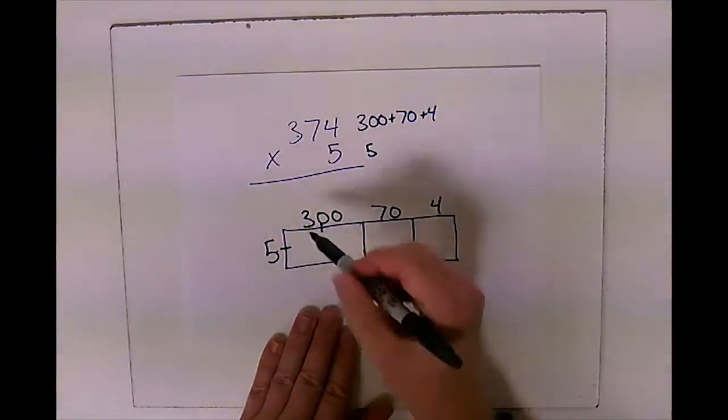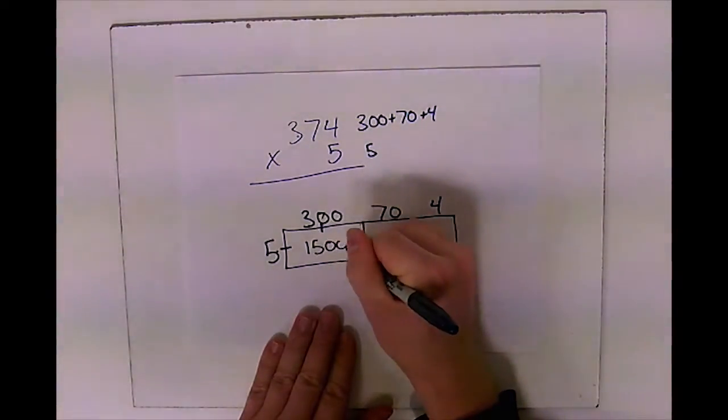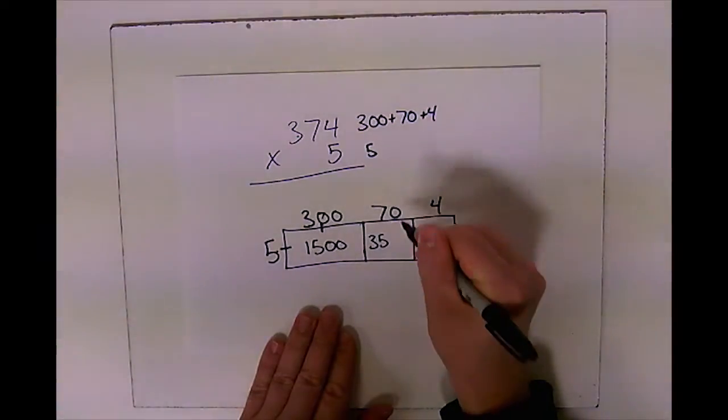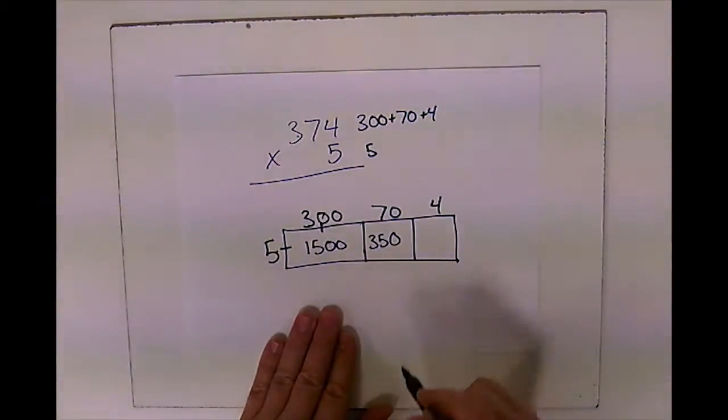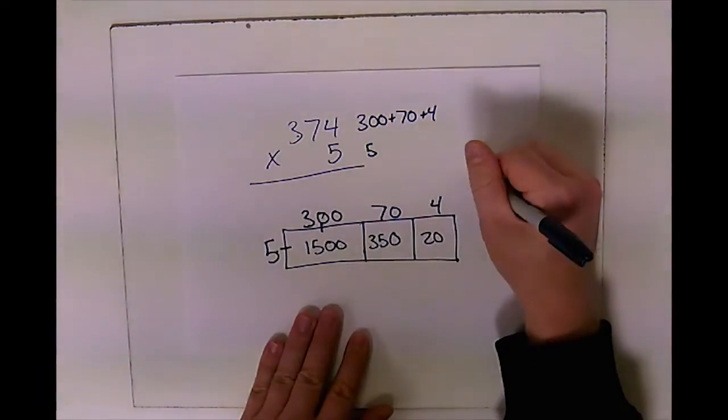So 5 times 3 is 15, but remember it's 300, so we've got to put those zeros there as well. 5 times 7 is 35, add my 0, 350. 5 times 4 is 20. Now all I'm going to do is add those up.